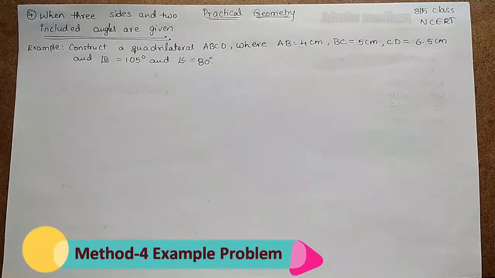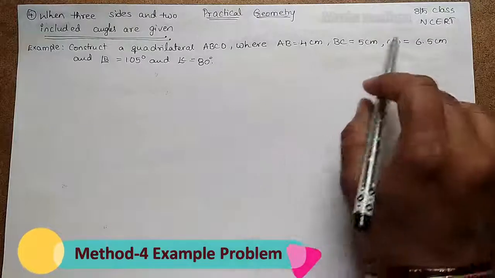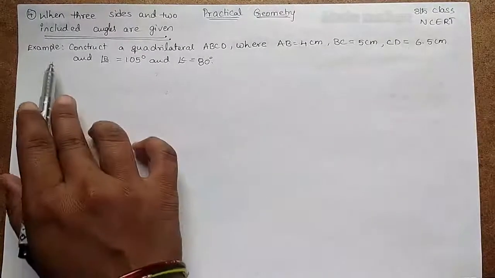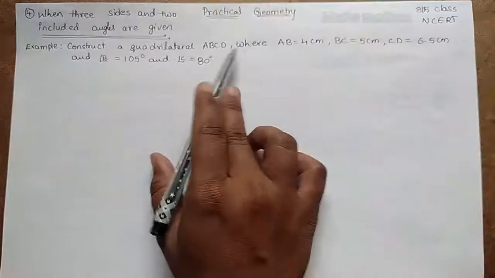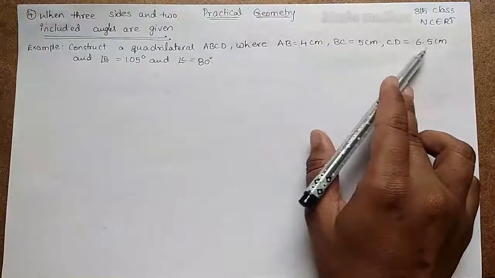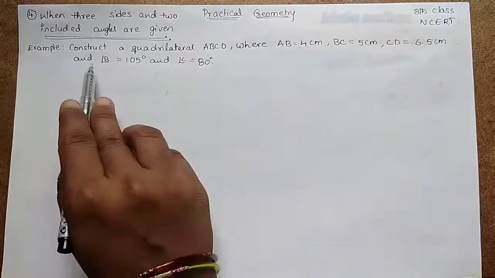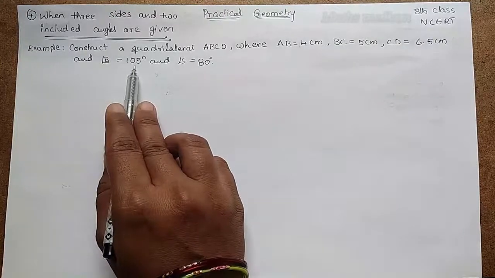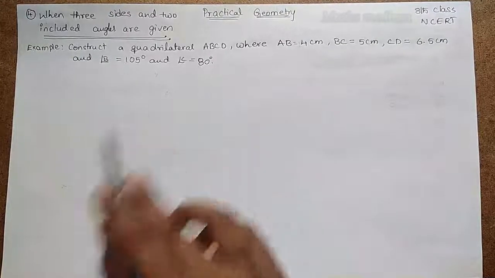Today I came with another case, that is when 3 sides and 2 included angles are given in a practical geometry from 8th class NCERT. Question is construct a quadrilateral ABCD where AB equal to 4 cm, BC is equal to 5 cm, CD is equal to 6.5 cm and angle B equal to 105 degrees and angle C equal to 80 degrees.